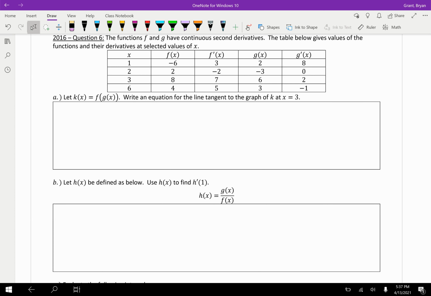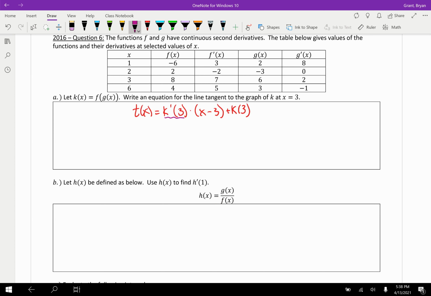Alrighty, we have the functions f and g that have continuous second derivatives. That's going to tell us that f, f prime, and g prime are also continuous. So let's go ahead and get started. Let k of x equal f of g of x, a function composition. Write an equation for the line tangent to the graph of k at x equals 3. We've done this before, so we know that t of x is going to be found by k prime evaluated at 3 times x minus 3 plus k of 3.